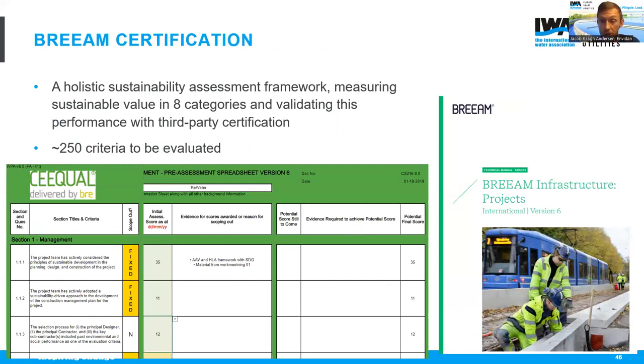The next slide shows something that we have also done on the side of this entire work that I've already presented. We've been looking into a BREEAM certification, a certification scheme within environmental sustainability, where you look at 8 different categories, which contain around 250 criteria that have to be evaluated.